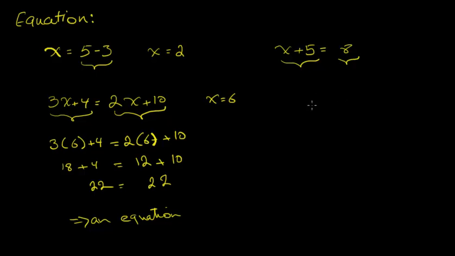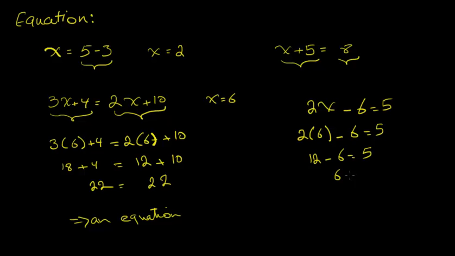Let's say we have 2x minus 6 equals 5. What about this statement? We insert 6 and we have 2 times 6 minus 6 equals 5. 2 times 6 is 12, minus 6, equals 5. 6 equals 5. So this is not a true statement. It is an inequality.